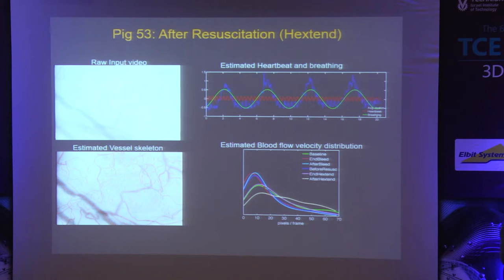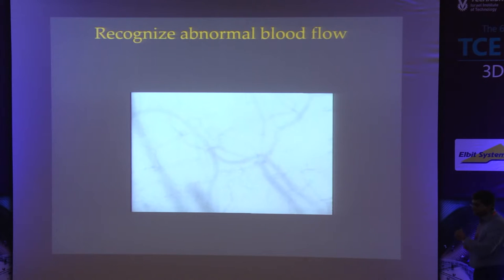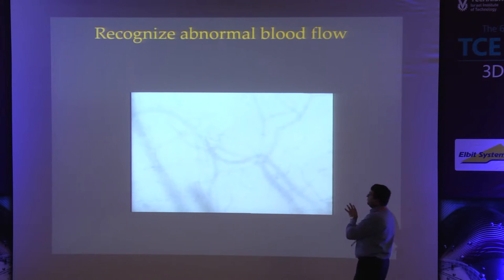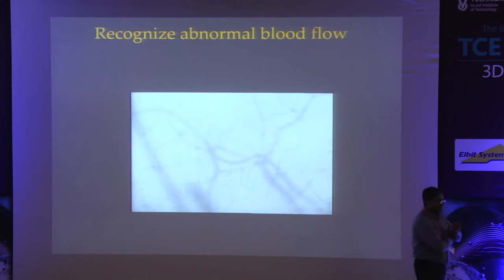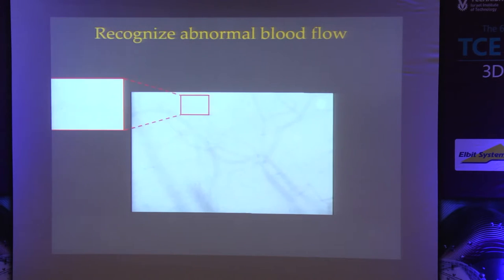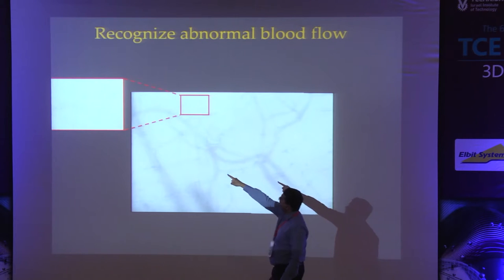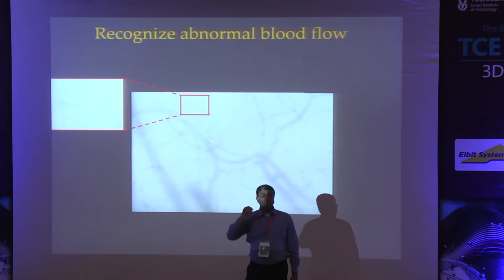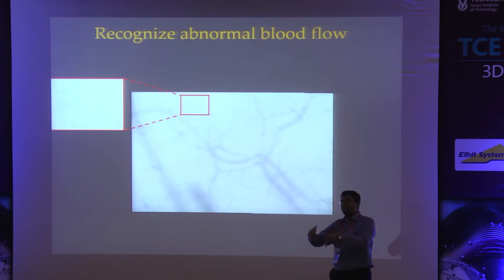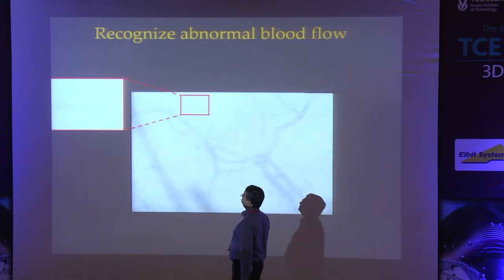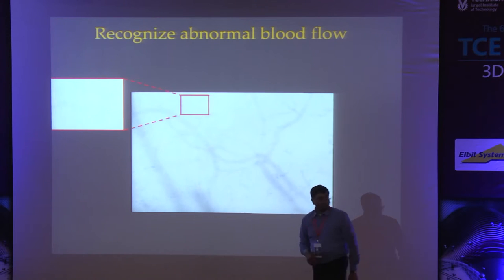So now you can try and monitor this in real time. Another interesting thing that you can do with this is recognize the different kinds of abnormal blood flow. So here again, maybe you can't see very well. You can see it barely, right? That's called stop and go flow. The doctors have seen this video again and again, and they say, oh, there it is. But for a computer, it's not that easy to recognize those flows.